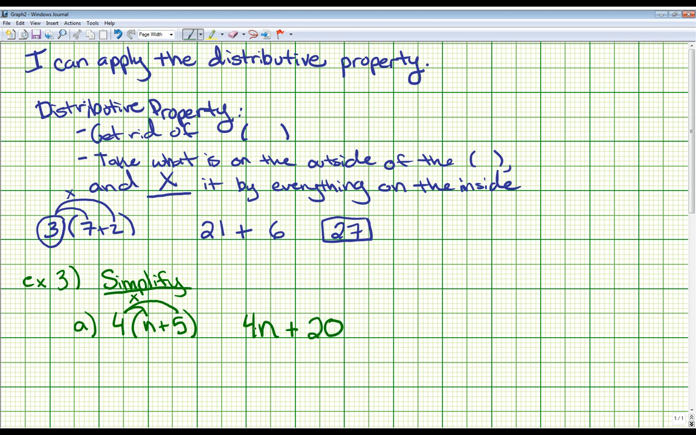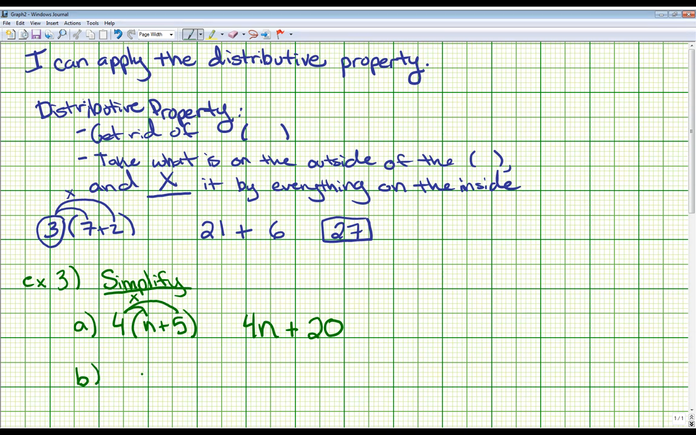We cannot add the 4n and the 20 together because 4n has a variable on it and 20 does not. So because they don't both have variables, or they're not both on their own like this one, we have to keep it like that. We cannot simplify any more than that. So 4n plus 20 is our final simplified answer.